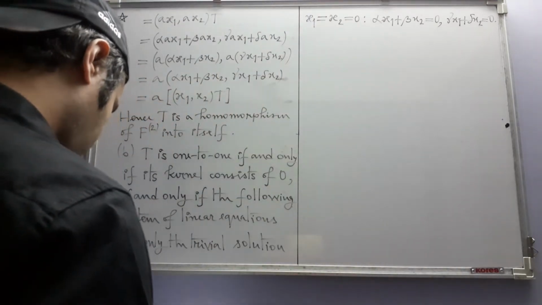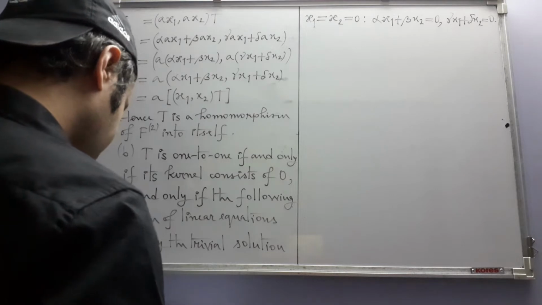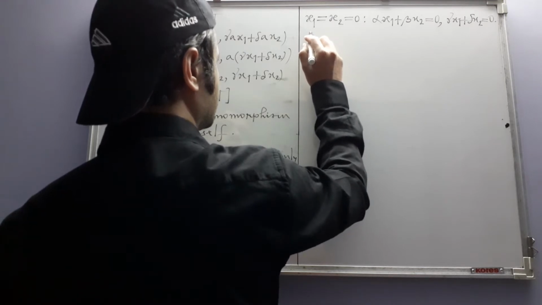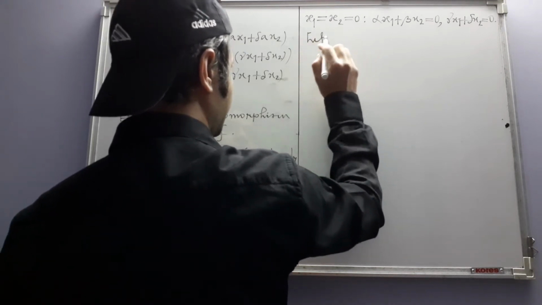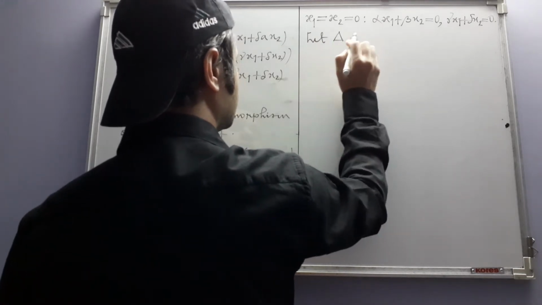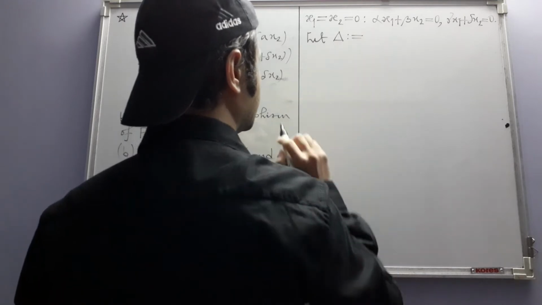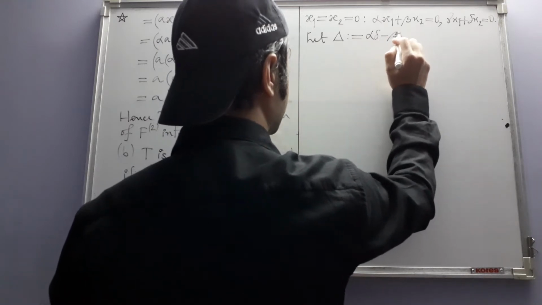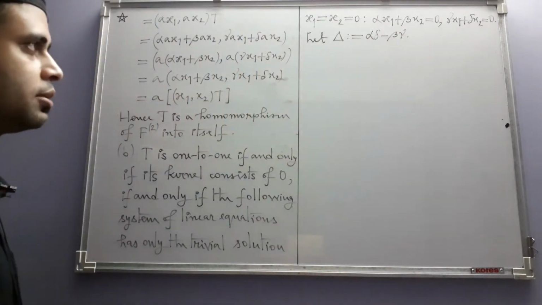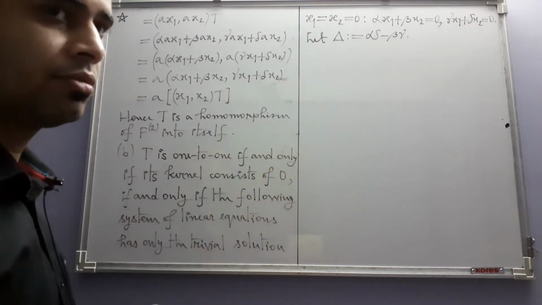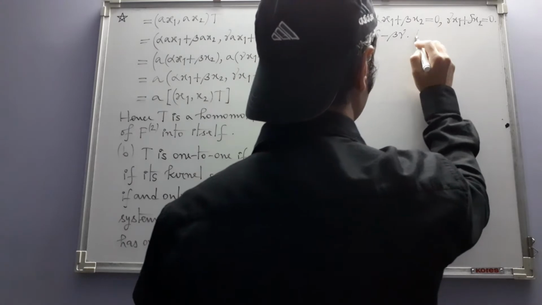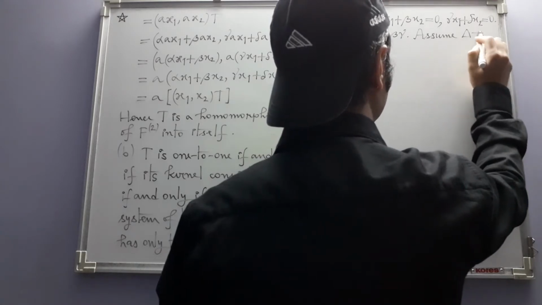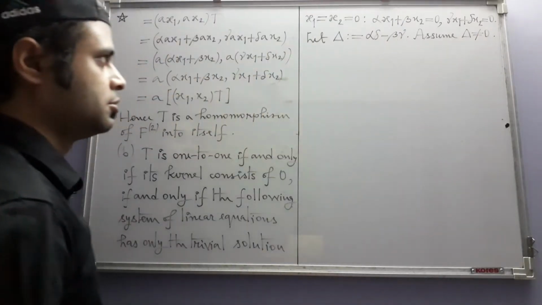Okay, now our assumption is this. Assumption means first let us define something. Let delta be the quantity, capital delta, alpha delta minus beta gamma. This quantity will be important in determining that equivalent condition. Assume that delta is not equal to 0.